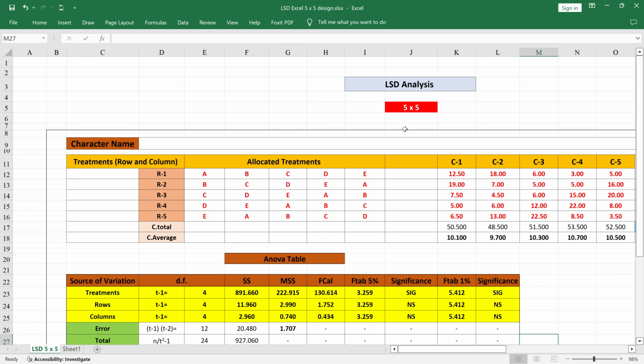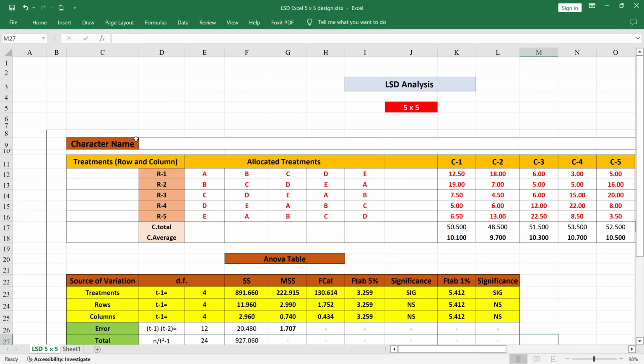So we can start our Latin square analysis design. I consider here a 5 by 5. It means we consider this as t square, because we consider the treatments over here. In Latin square design, we square the number of treatments. If we consider 5, then we consider t square, which means 5 square. It's 25 plots in this design.